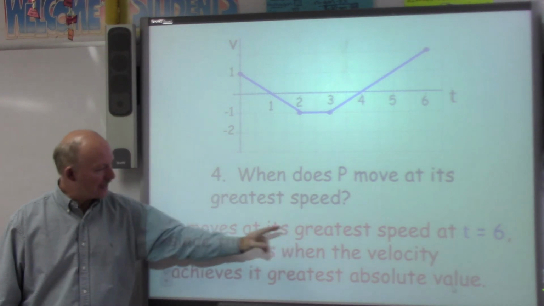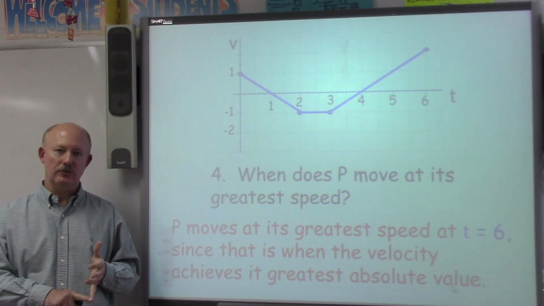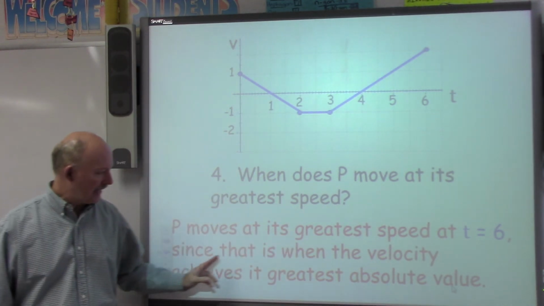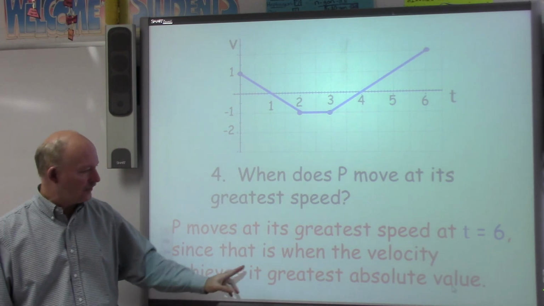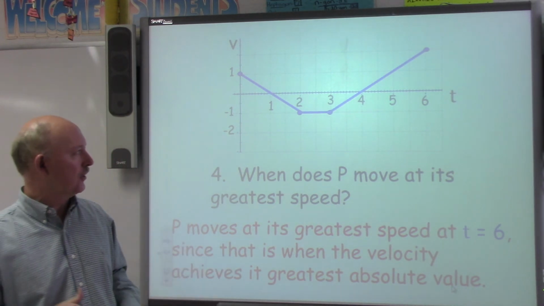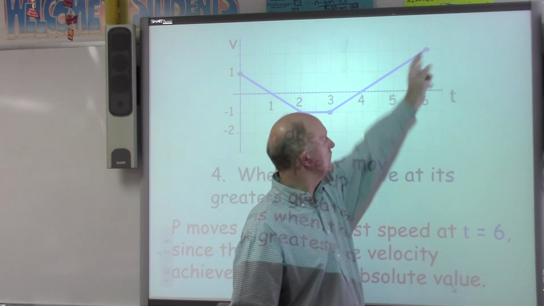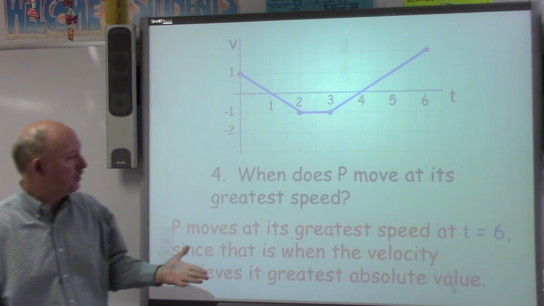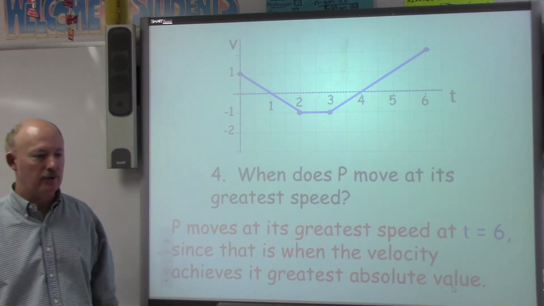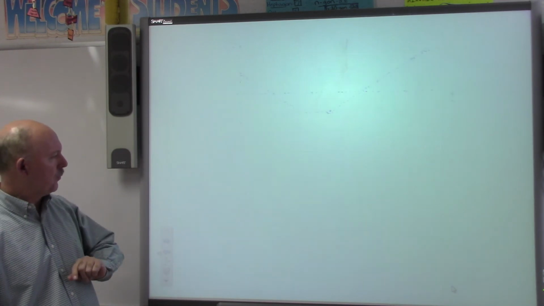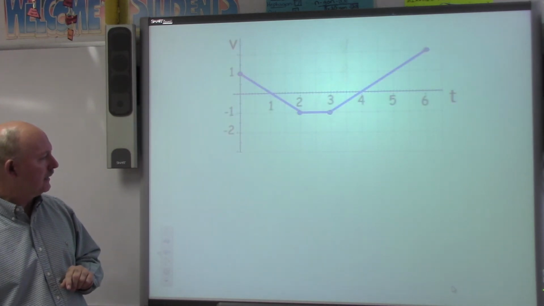So P moves at the greatest speed at t equals 6. Okay, since that is when the velocity achieves its greatest absolute value. Right? So at t equals 6, the velocity would be positive 2, and that's when it achieves its greatest absolute value. Let's see, I think we have one more question here. Let's take a look at the next question.